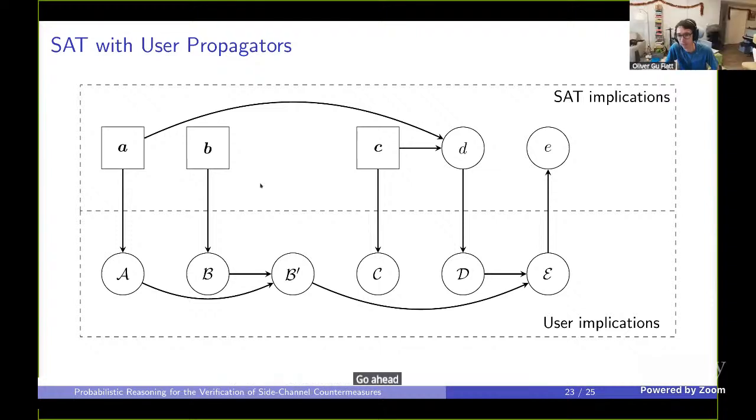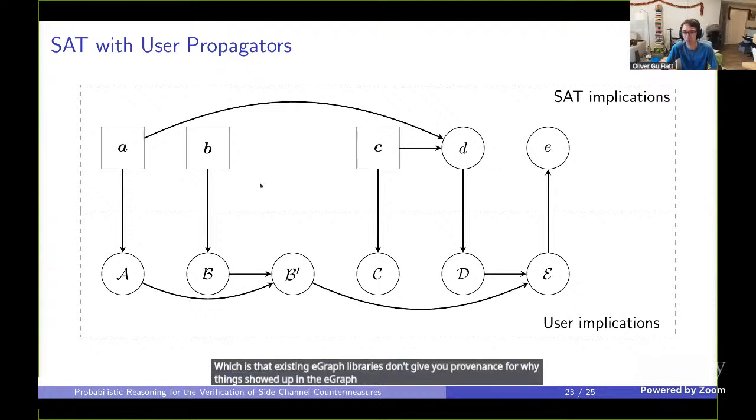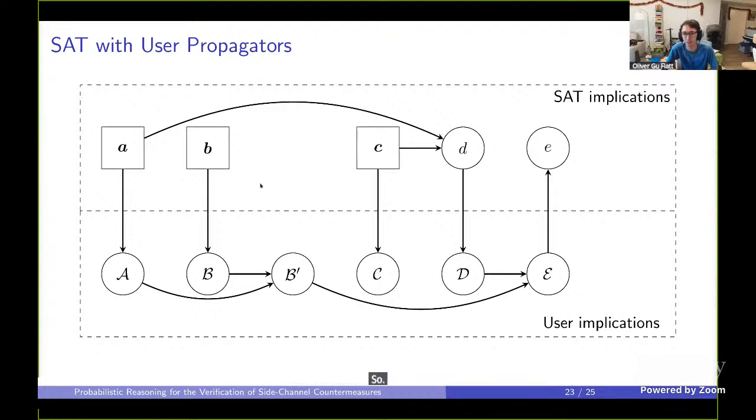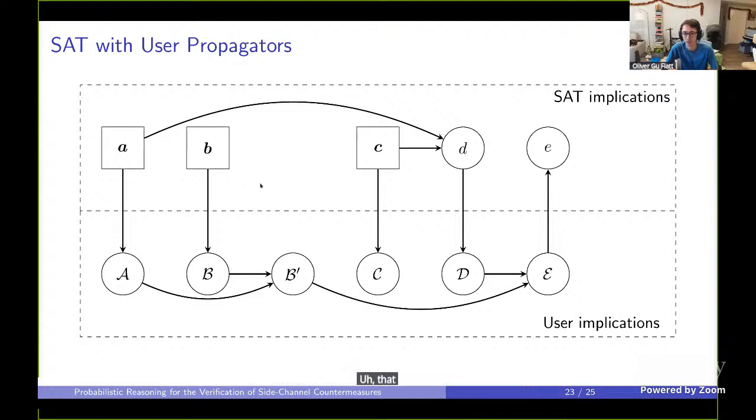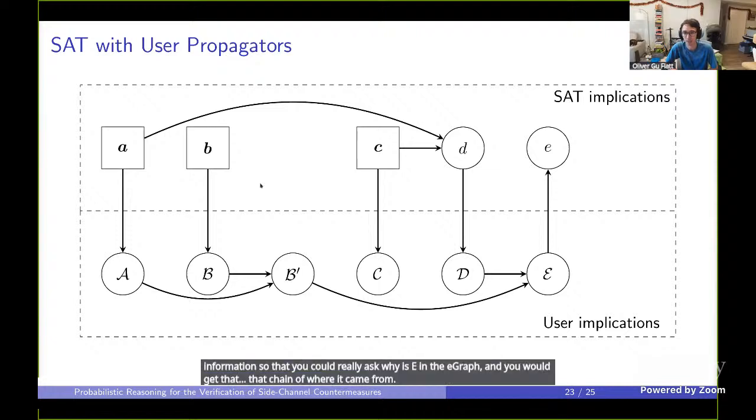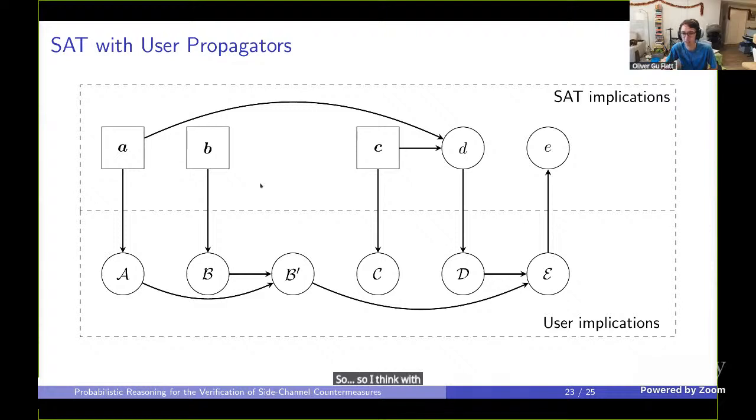which is that existing egraph libraries don't give you provenance for why things showed up in the egraph. They only give you equality proofs. So like Z3's egraph and egg and these other egraphs, they just support why are these two things equal, not why is this fact true. That's something we're trying to fix in egglog. We're going to give you provenance information so that you could really ask why is E in the egraph, and you would get that chain of where it came from. So I think with some tweaks to the proof production of an egraph, you can get something like this. Is my take.